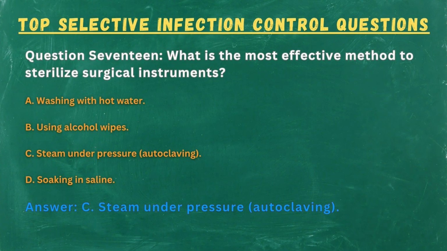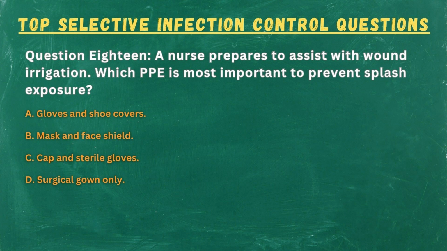Answer: C. Steam under pressure autoclaving. Question 18. A nurse prepares to assist with wound irrigation. Which PPE is most important to prevent splash exposure? A. Gloves and shoe covers. B. Mask and face shield. C. Cap and sterile gloves. D. Surgical gown only.